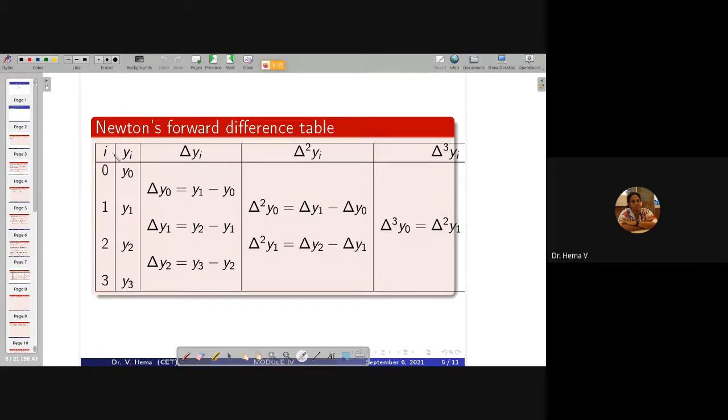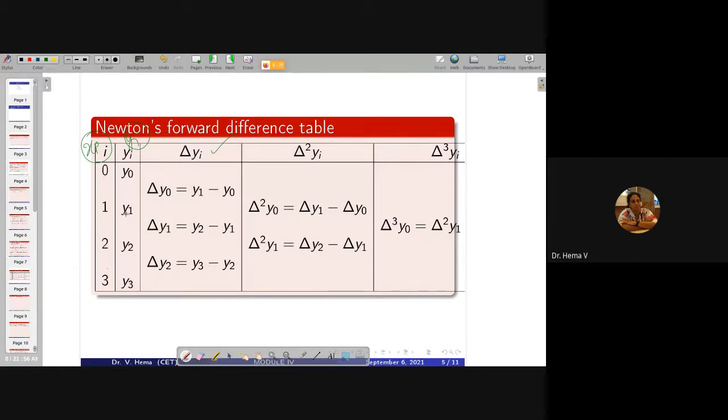You can write the x values here. You can choose x values here, xi here and yi here. Now the xi values are 0, 1, 2, 3, and the y values are y0, y1, y2, y3.